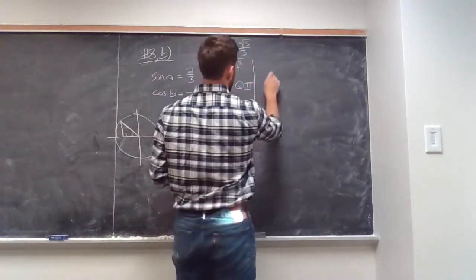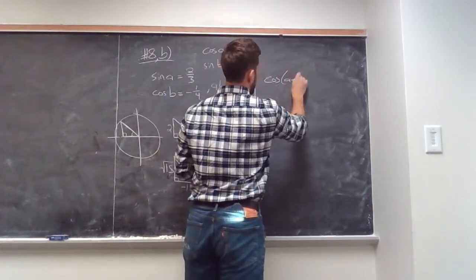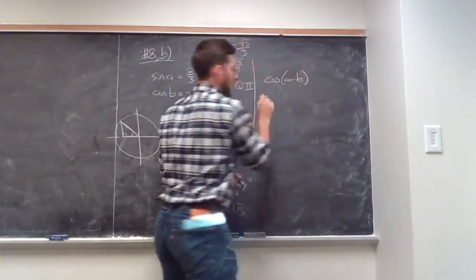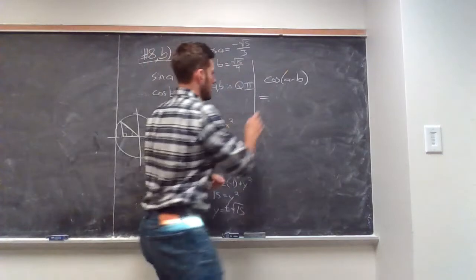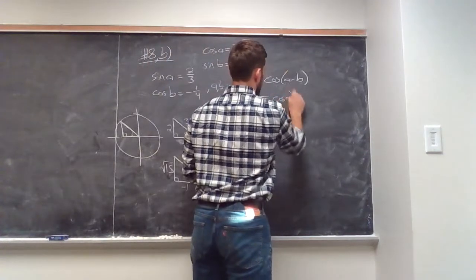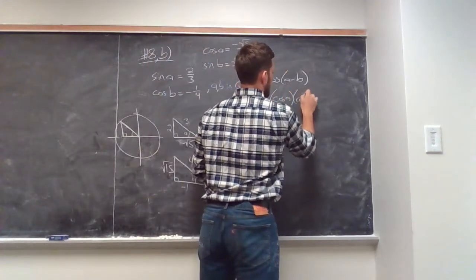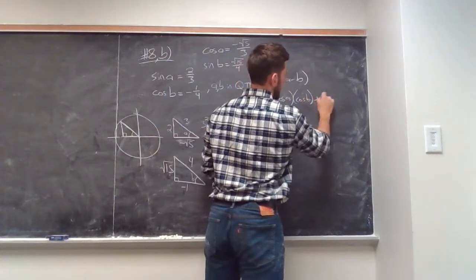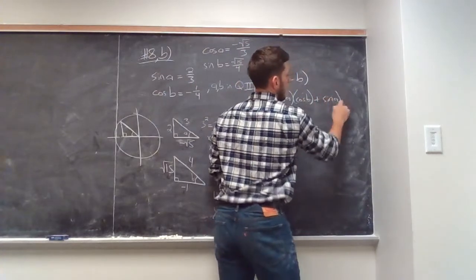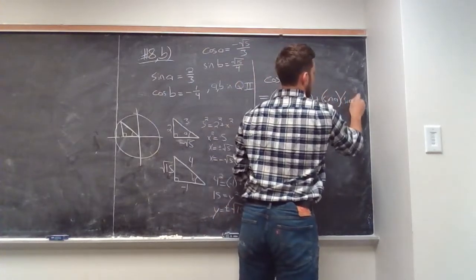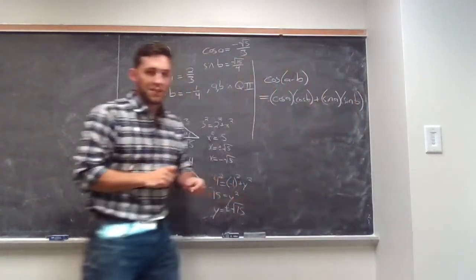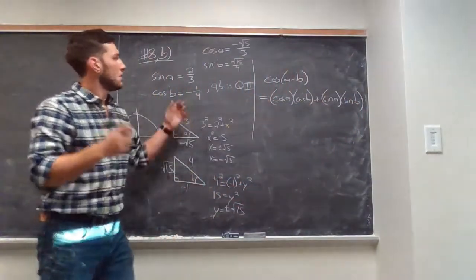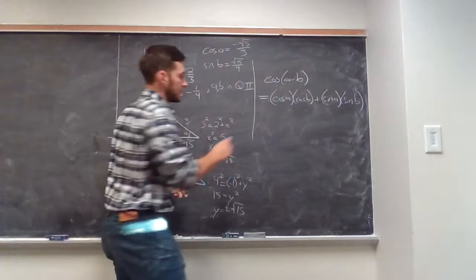So, cosine of A minus B, we straight up memorize to be cosine of A times cosine of B plus sine of A times sine of B. So straight up memorization. Well, now we have all the information.